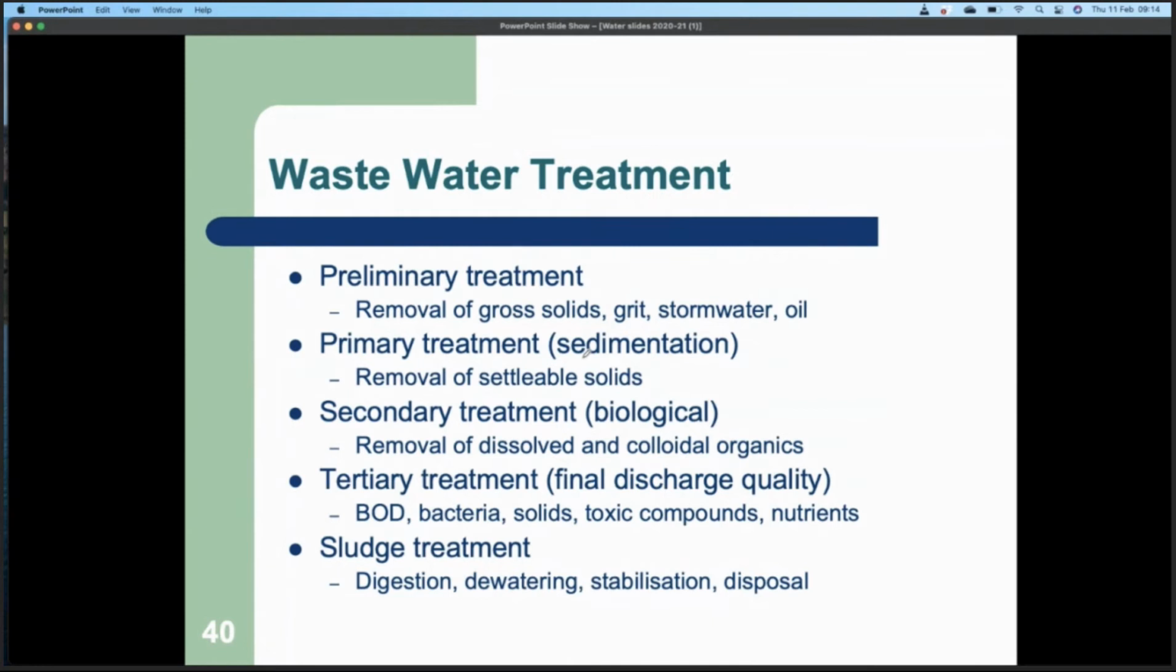Tertiary treatment will be used only if the final discharge quality that is given to you by the environmental regulator requires this. So there you could remove more BOD, you could hold back more bacteria, hold back more solids, or you could go into the finer detail of targeting particularly toxic substances, particular nutrients that are of concern to the environment where you're discharging and stuff like that.